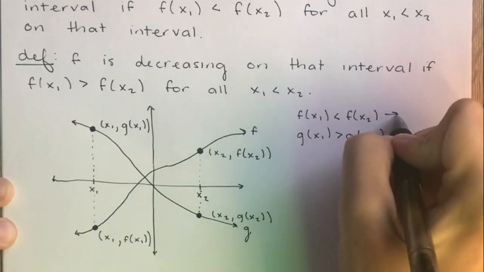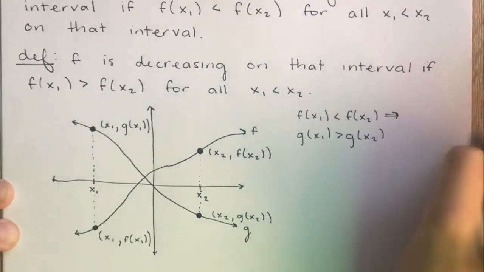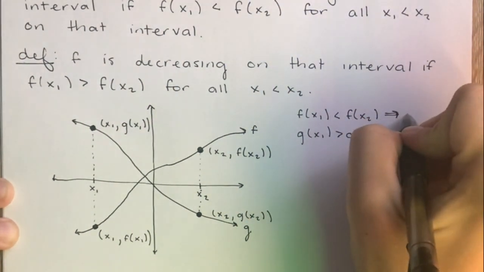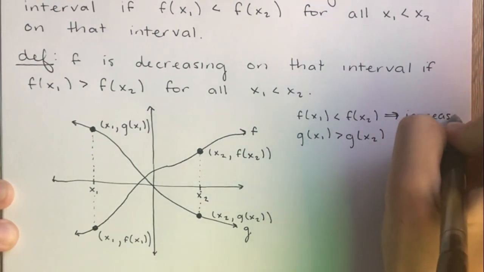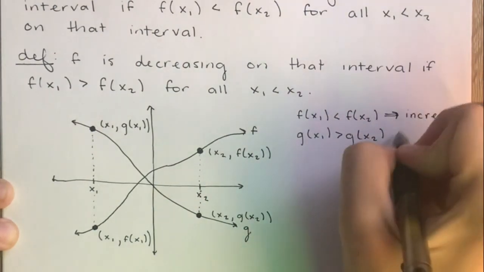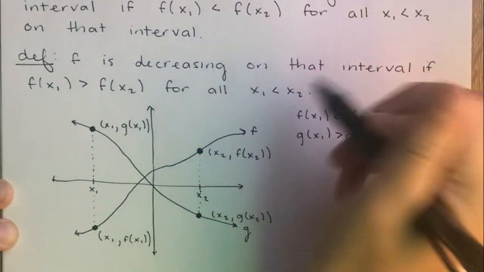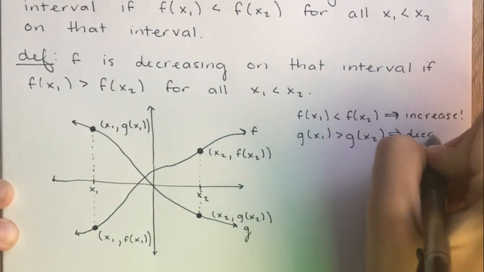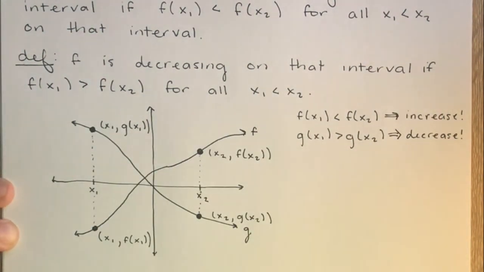What does this mean based on our definition from above? It means that we're increasing. If g of x1 is greater than g of x2, what does that mean? It means that we're decreasing. All right, how can we word this in a way that makes a little bit more sense?